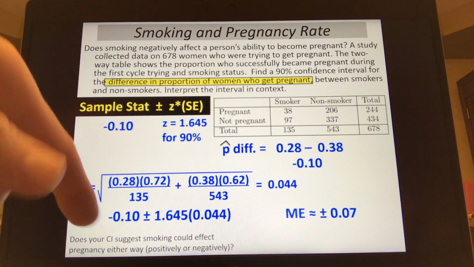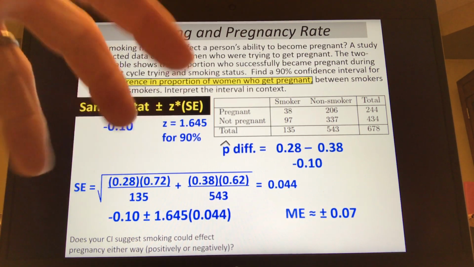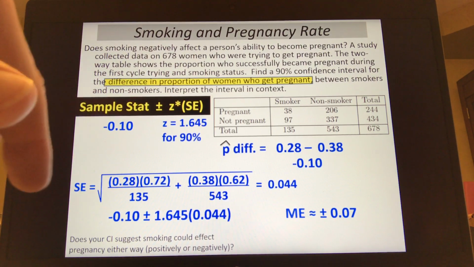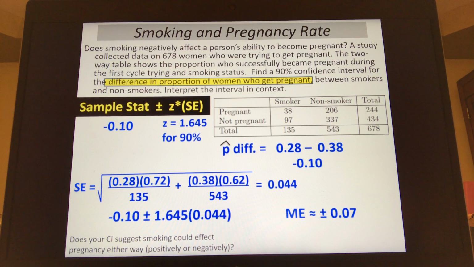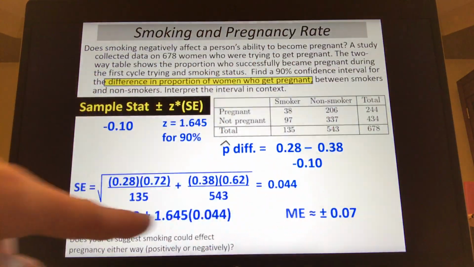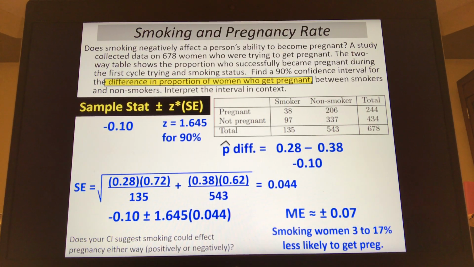And you want to see, does this confidence interval stay totally negative? Does it go negative and positive? In other words, does it straddle zero? Is it suggesting that it could work either way? Maybe there is no difference between smokers and non-smokers in their pregnancy rates. And of course, this number is smaller than my sample statistic, so it's not going to allow me to cross over to zero and change the sign of the confidence interval. I think if you add and subtract, you get somewhere between 3 and 17% for a 90% confidence interval.